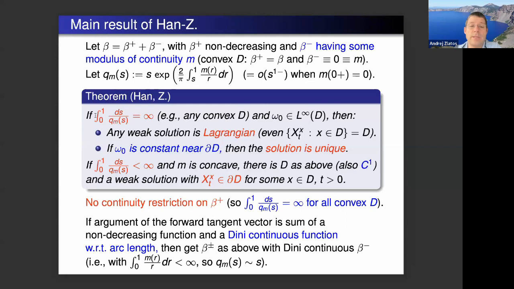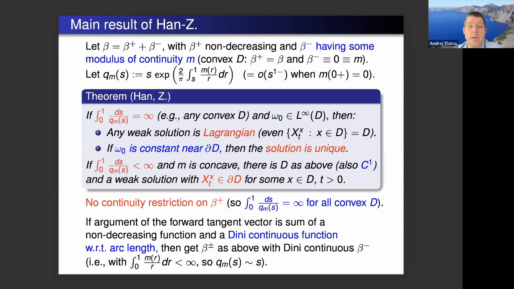And so the first one is if the integral of 1 over this qm is infinite. So for instance, if this modulus is Dini, then this exponential is just constant times s. You take 1 over that, the integral is infinite. Okay, so for all Hölder moduli, for all Dini moduli, this alternative happens. So that means the domain, the boundary, is sort of reasonably continuous. And so again, vorticity is bounded.